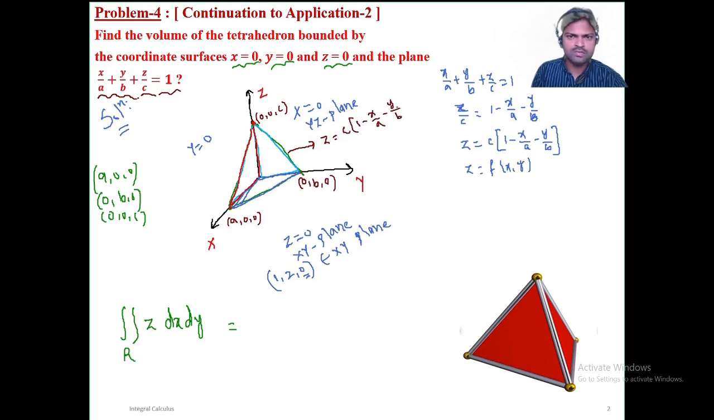So this is the surface equation. Okay, so therefore what will you get? So double integration of z over R is also required. What is this region of integration?